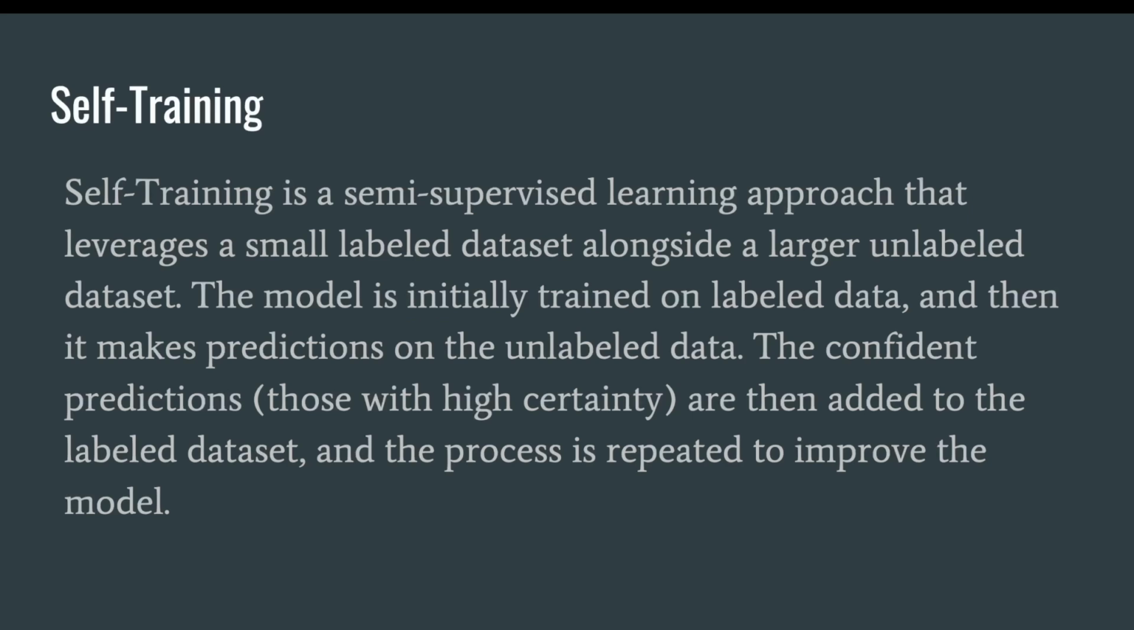Self-training. Self-training is a semi-supervised learning approach that leverages a small labeled dataset alongside a larger unlabeled dataset. The model is initially trained on labeled data, and then it makes predictions on the unlabeled data. The confident predictions, those with high certainty, are then added to the labeled dataset, and the process is repeated to improve the model. Let's go ahead and build this code in Python to see how this can be done.